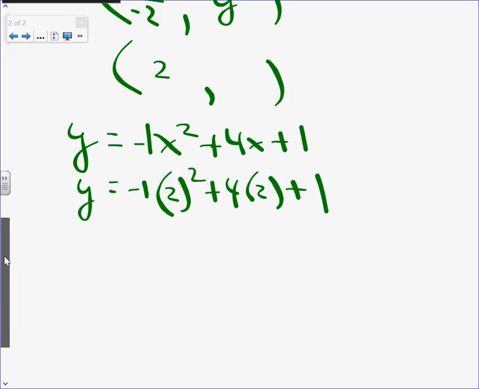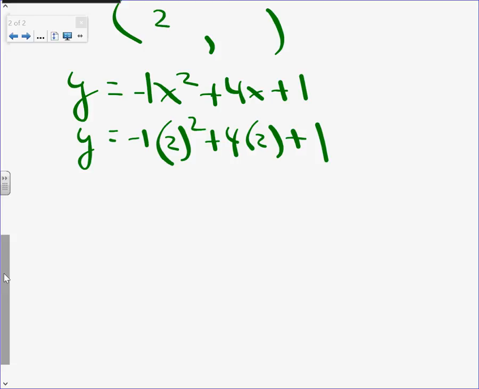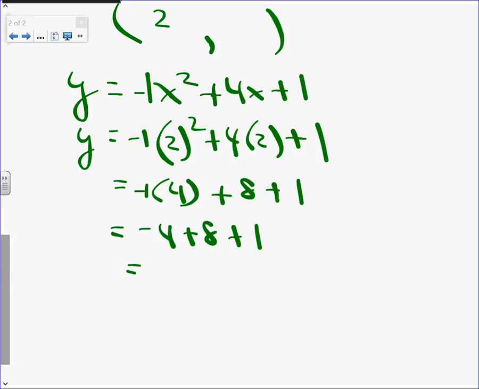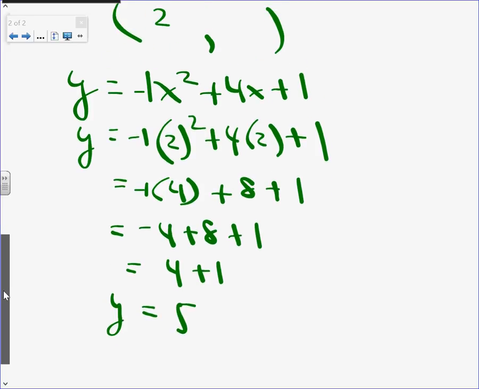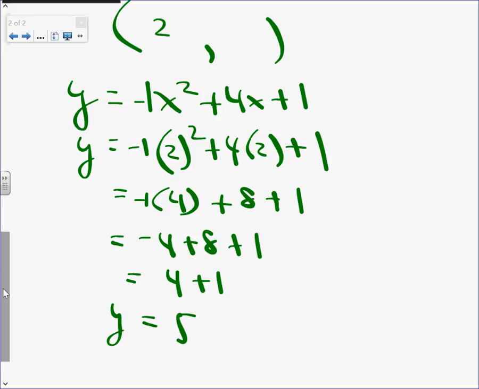So Aunt Sally, ready? Exponent comes first. So 4 times a -1. Plus 2 times 4 is 8, plus 1. -1 times 4 is -4. Plus 1. -4 plus 8 is 4, plus 1. Y is 5. So we found our vertex, ladies and gents. 2, 5 is our vertex.